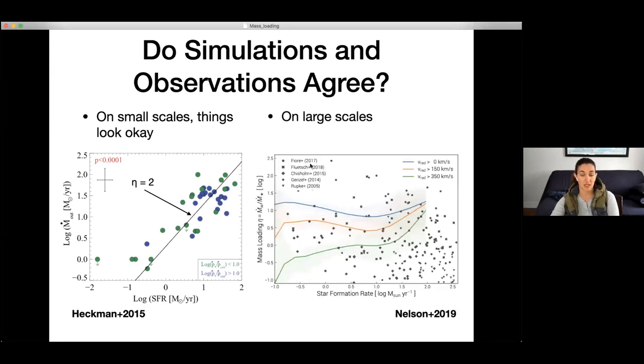On large scales, I don't know. Again, I didn't have time to do the literature review. This is a plot from Dylan's 2019 paper where he's plotting mass loading factor in Illustris versus a host of observations, and I don't know. Do these agree? What does this mean? No idea. Again, a topic for discussion, perhaps.